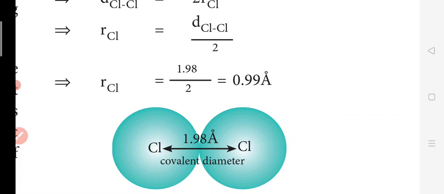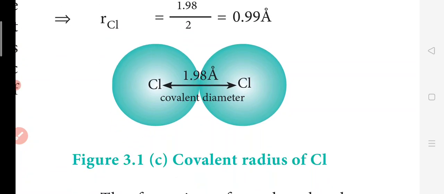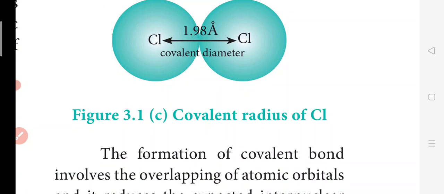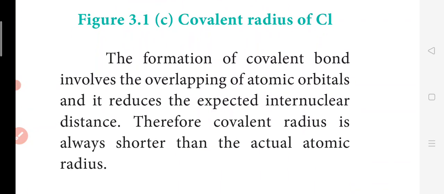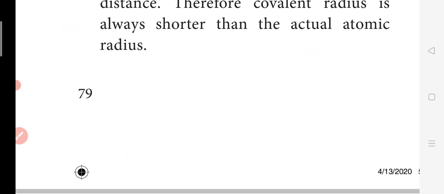So the covalent diameter is 1.98, and half of that will be the covalent radius. This is the covalent radius of the chlorine molecule. The picture is given here, so you have to draw the diagram and explain with the help of the diagram. The formation of a covalent bond involves the overlapping of atomic orbitals and reduces the expected internuclear distance. Therefore, covalent radius will always be shorter than the actual atomic radius. Since the internuclear distance changes, our covalent radius is always less than the actual radius.